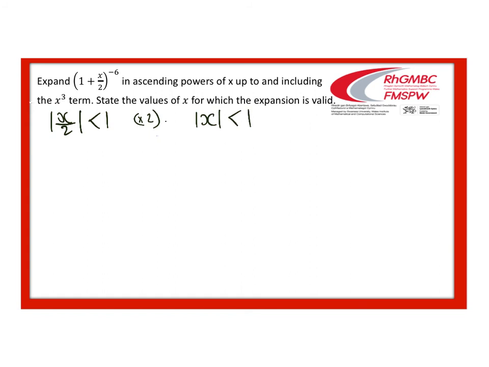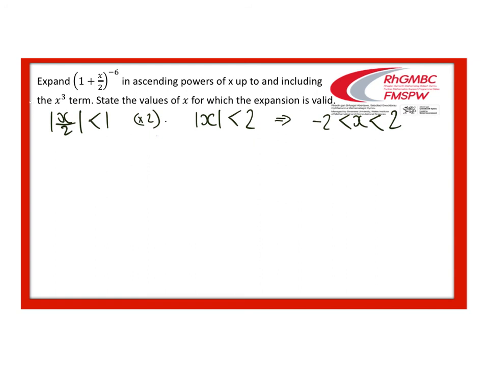If you're not 100% sure what we mean by that, it helps first of all if I write the number 2, but what this means is that x is actually a value that lies between negative 2 and positive 2.